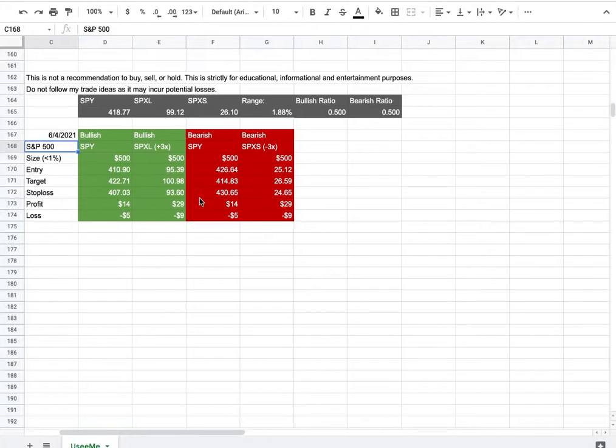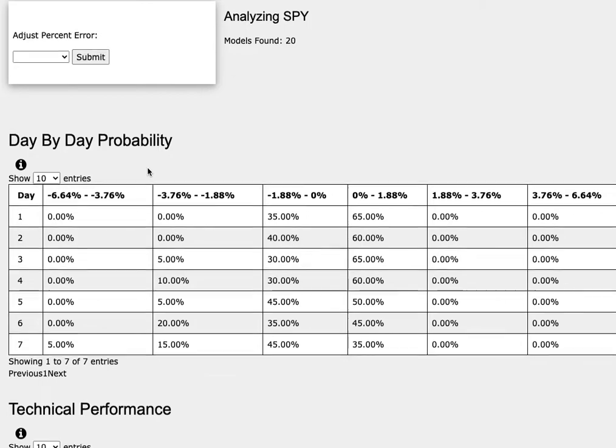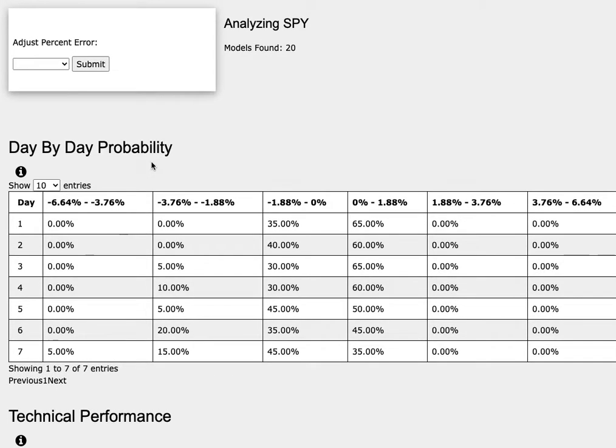So how did I develop these trade ideas? It all comes from the day-by-day probability model, which is available in the link below, so do check it out. As we progress to the fifth day or week of trading, the S&P 500 has a 50% chance to climb between 0 to 2%, to the downside has a 45% chance to fall between 0 to negative 2%, and a 5% chance to fall between negative 2 to negative 4%.